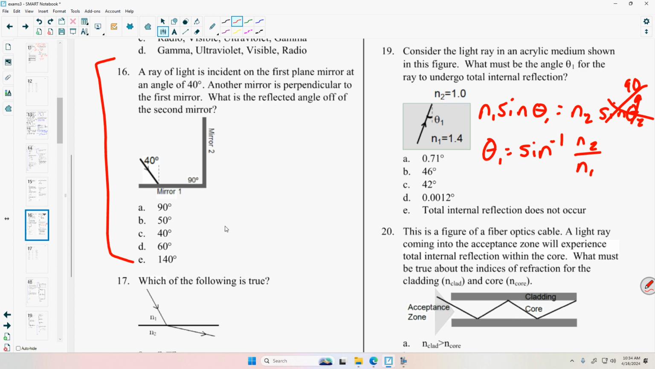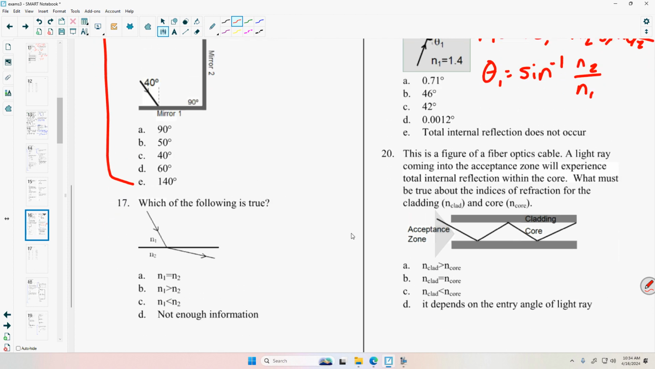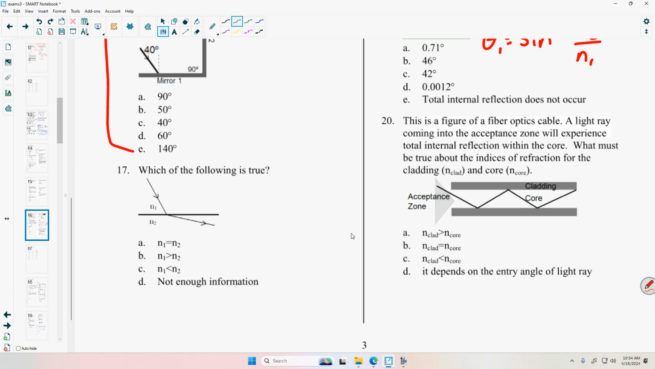Other particular questions? Yeah. You're going to see stuff about the index of refraction and the speed of light and ranking those things and which one is going faster or slower. So make sure you dwell on those for a bit. We okay with those?